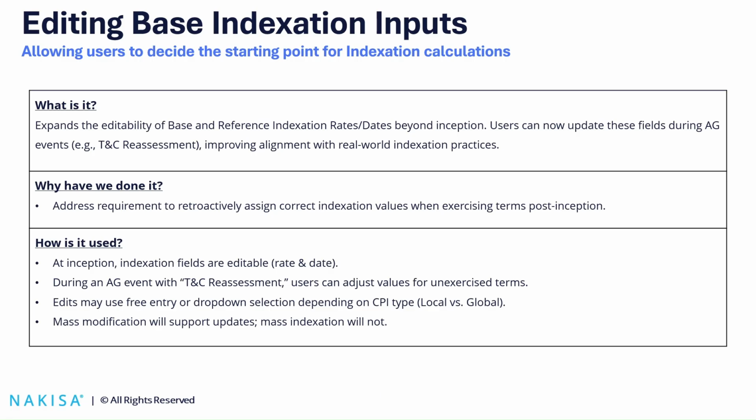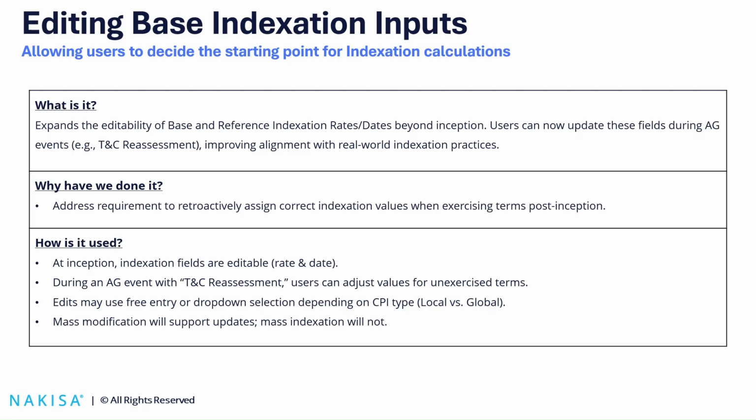Previously, indexation could only start from a predefined point, limiting the flexibility. So now you can adjust and align calculations to specific business cases that you may have. How is it used? At inception, indexation fields are editable, rate and date for the base indexation, whereas it was blocked post-indexation. So now during an activation event, for example, with terms and conditions, you can adjust these values for unexercised terms.